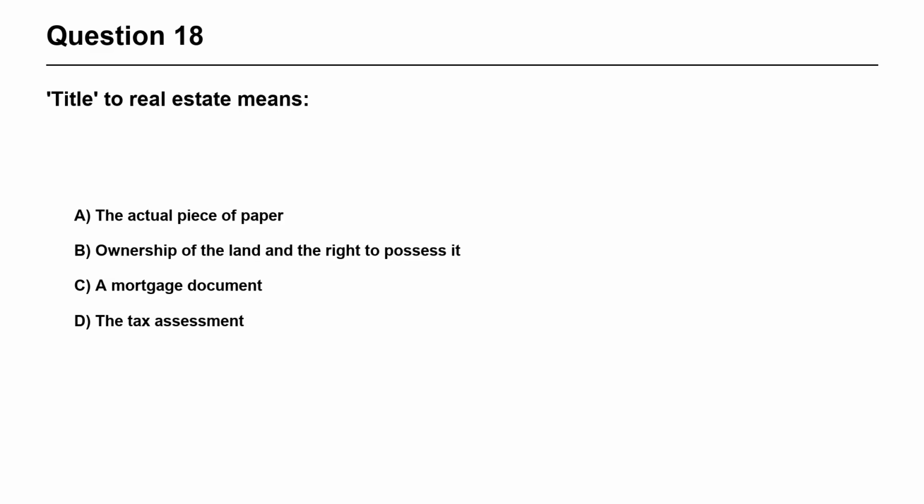Question 18. Title to real estate means A, the actual piece of paper. B, ownership of the land and the right to possess it. C, a mortgage document. Or D, the tax assessment. The correct answer is B, ownership of the land and the right to possess it. Title is a legal concept of ownership. The deed is the document that transfers it.